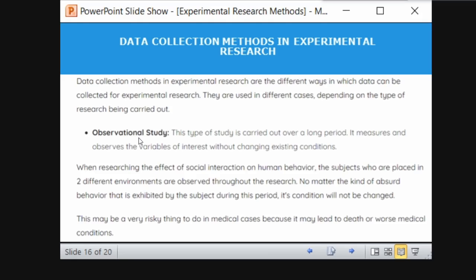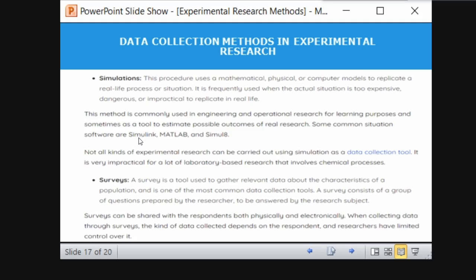So in medical research, as I said earlier, it will be risky. If the vaccine or medicine composition is not proper, it may lead to death also, because this is trial and error. Only after testing will you know whether this vaccine is successful or not, right? So sometimes it may lead to disasters. So that is the observation method.